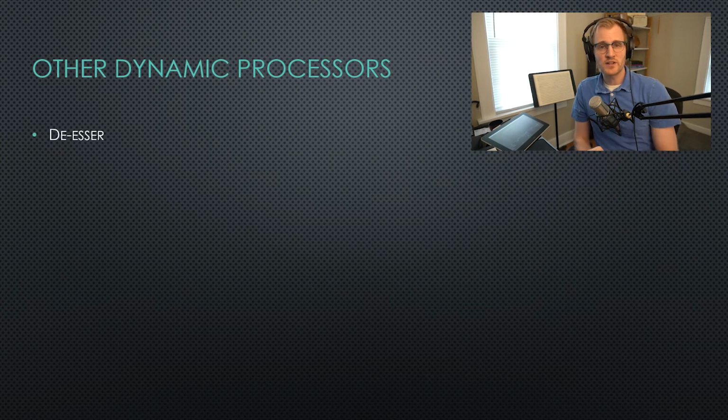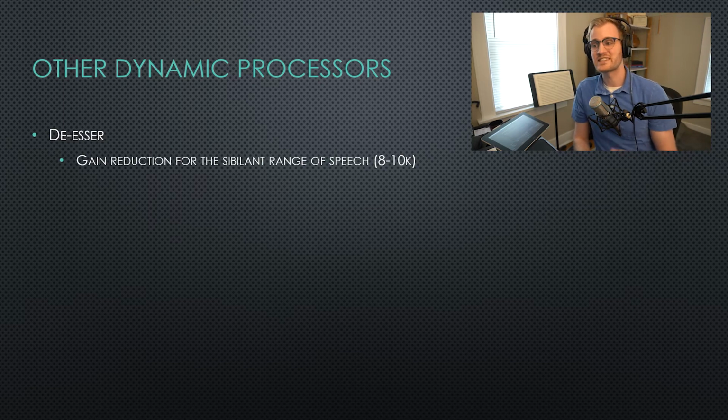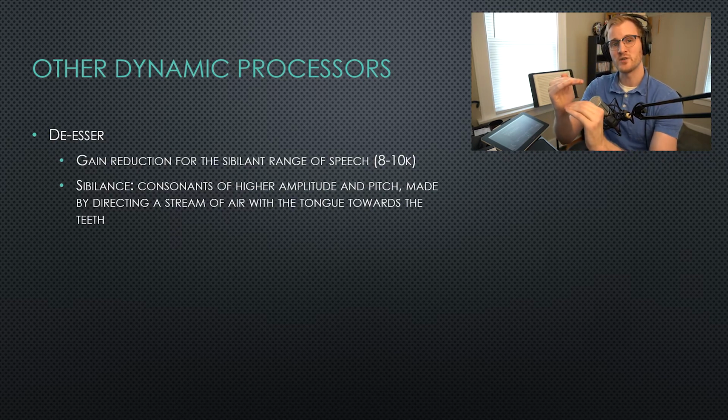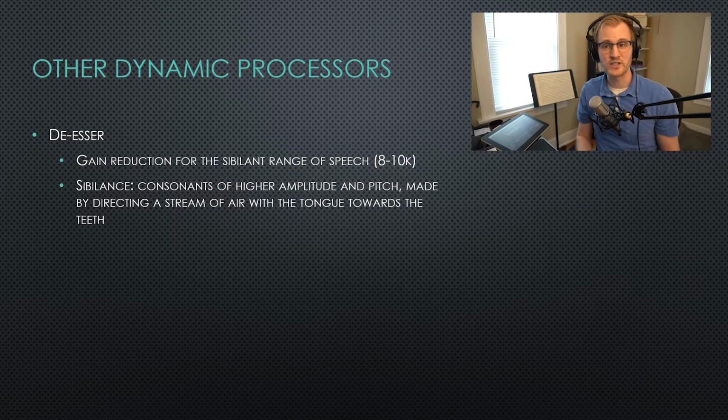Some other dynamic processors to be aware of: there is a deesser. That's going to be gain reduction for the sibilant range of speech, and sibilants are consonants of higher amplitude and pitch made by directing a stream of air with the tongue towards the teeth. Quite often we might not want a lot of that in our recordings. It can sound unpleasant, and it can be emphasized by our audio systems and our microphones. So a deesser is going to do gain reduction just for the range of human speech where those sibilant sounds come out. It's basically a very specific form of compressor.